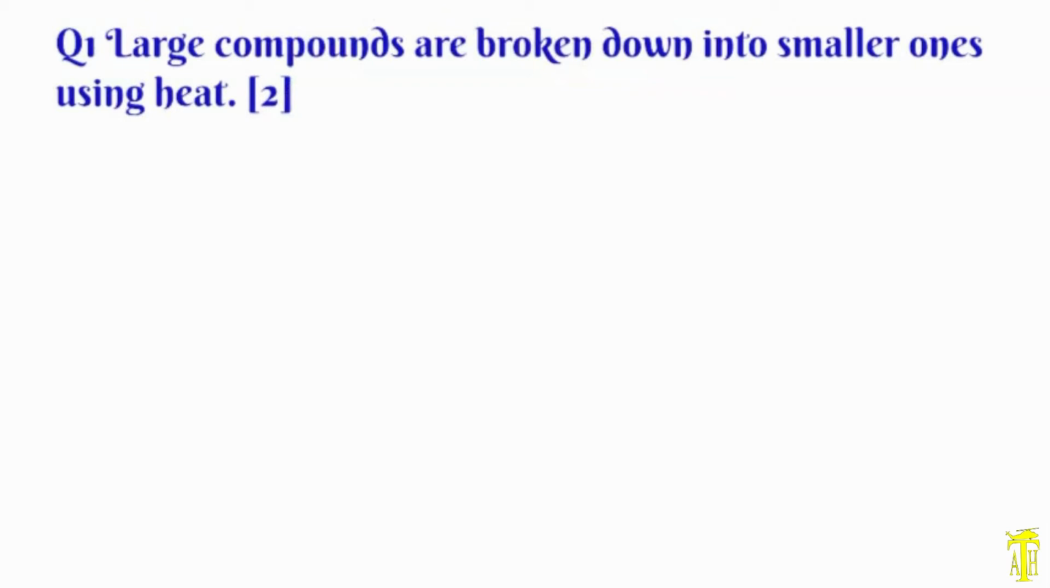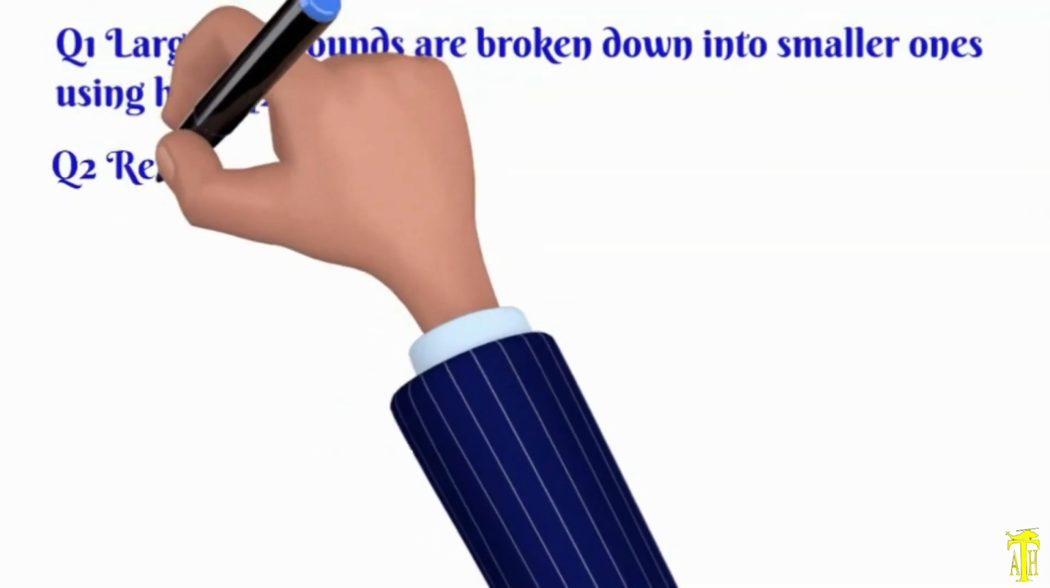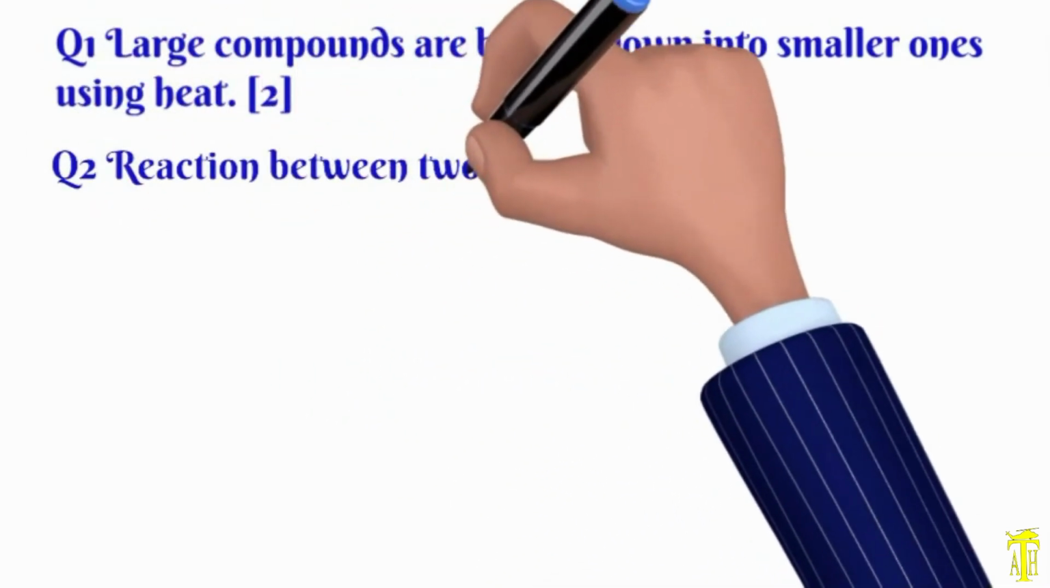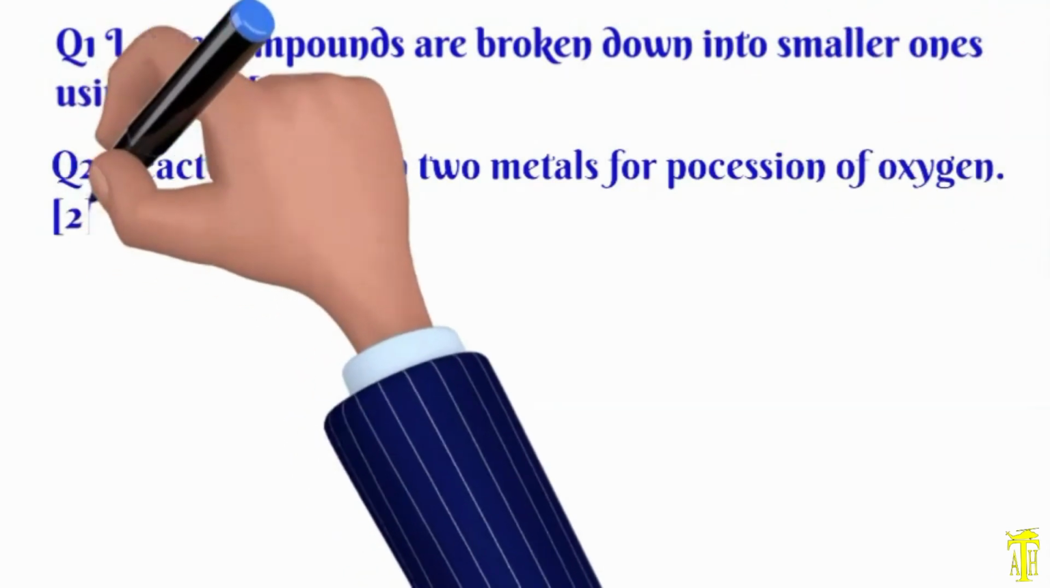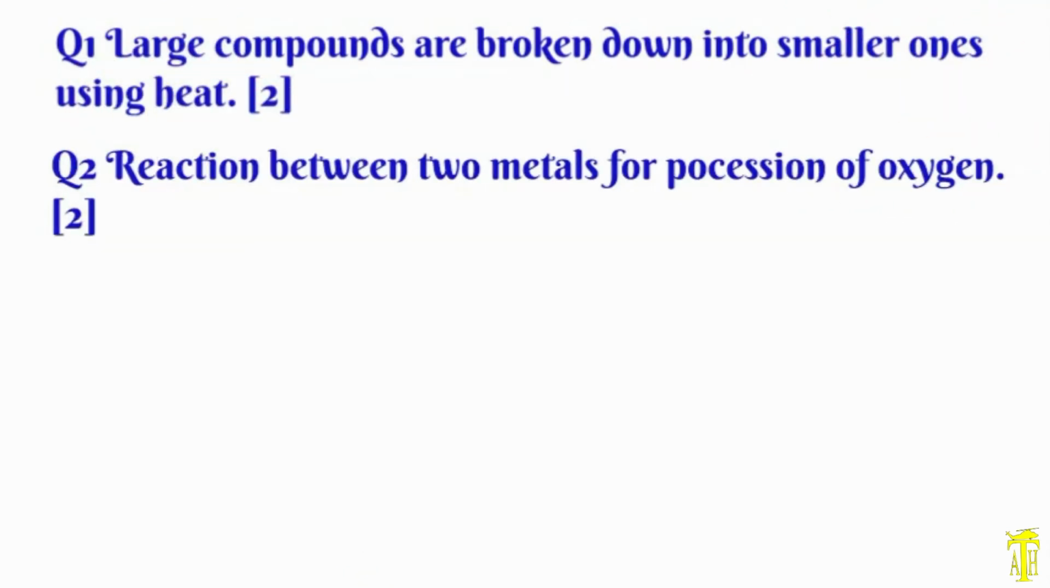Question 2. What is meant by a competition reaction? So that's a reaction between two metals for the possession of oxygen. So we normally have one metal and one metal oxide. Question 3. What gas is produced during the extraction of both iron and copper from their ores?